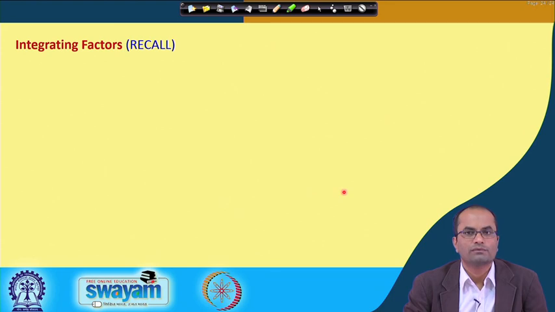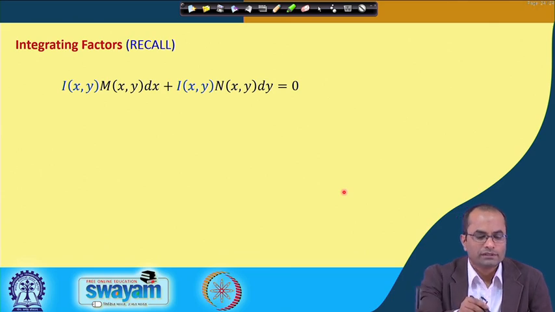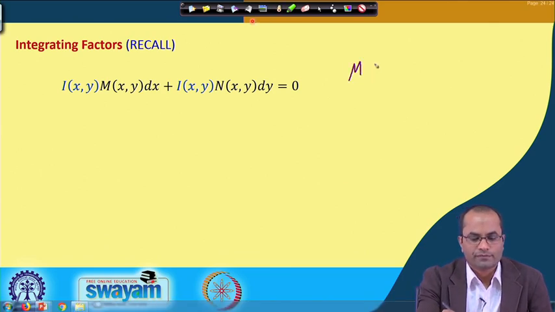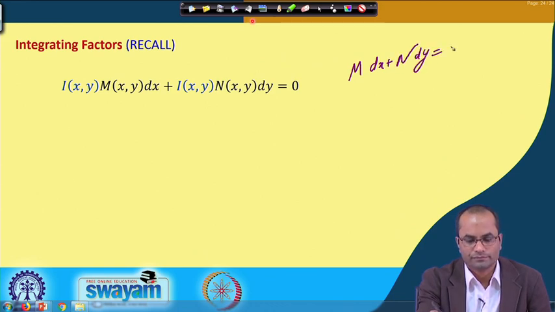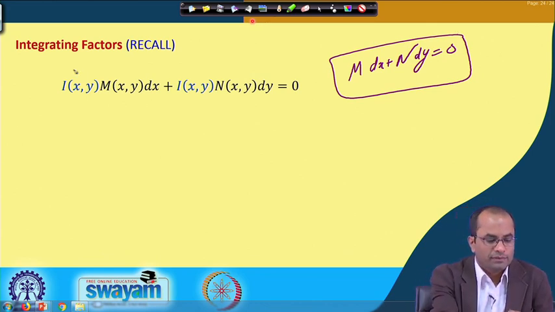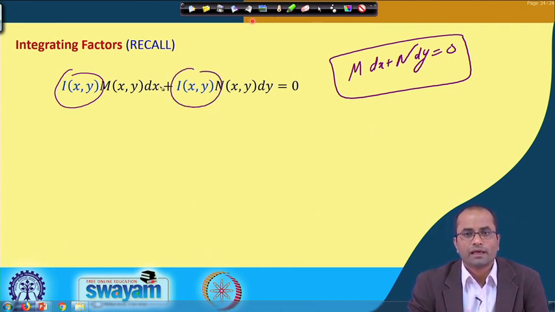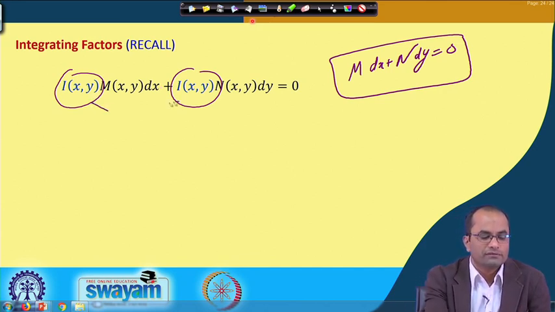So, just to recall from the previous lecture where we discussed integrating factors. If our equation is given like M dx plus N dy equals 0, where M is a function of x, y and N is also a function of x, y. If this is a given differential equation which is not exact, and if we multiply that equation by a function I(x, y) and then this equation becomes exact, then we call such a function the integrating factor.